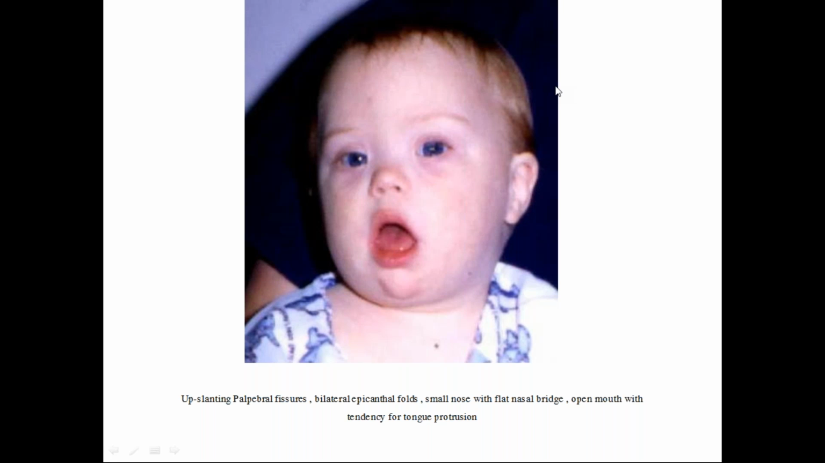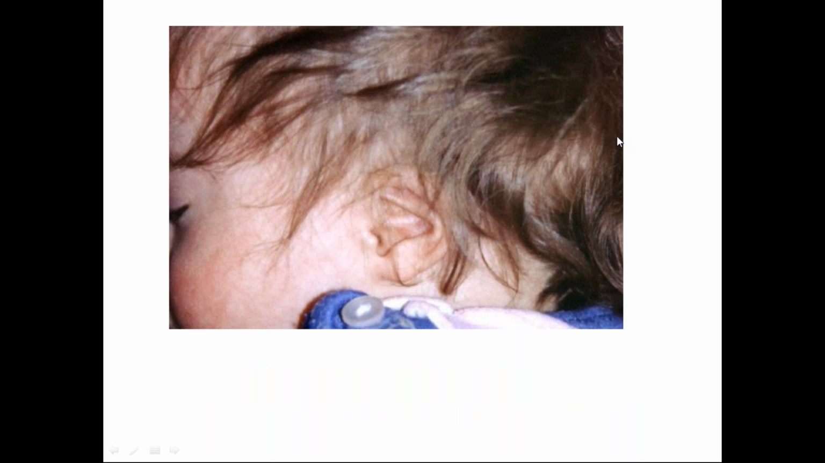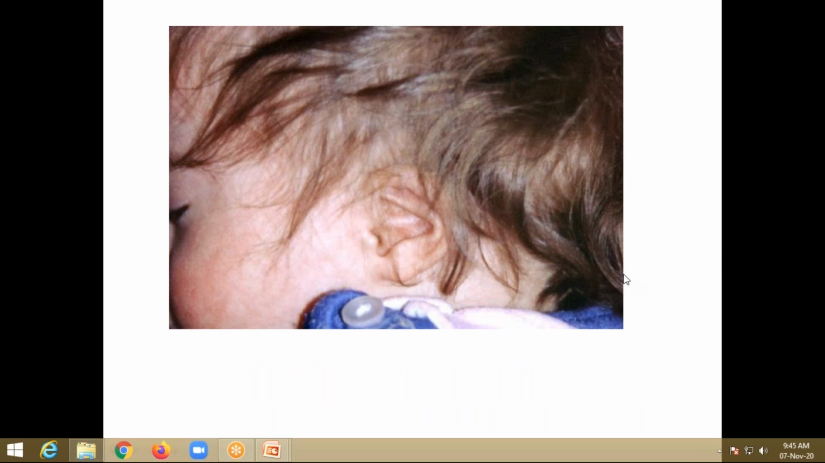So this is a picture just depicting a Down syndrome. There will be upward slanting of palpebral fissures. Bilateral epicanthal folds are seen. There is a small flat nasal bridge with a small nose, small mouth, and tongue is protruded. So these are the palpebral fissures where you can see the upward slanting. So see, there will be low hairline and nuchal folds will be seen, and see the dysplastic ears.